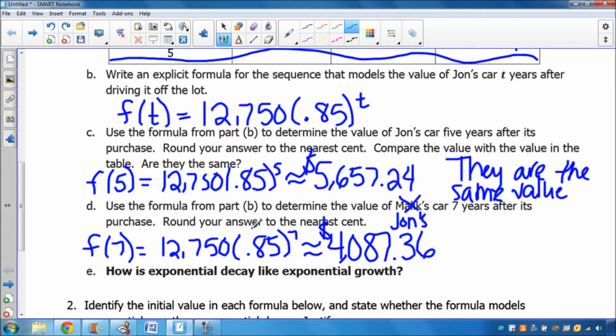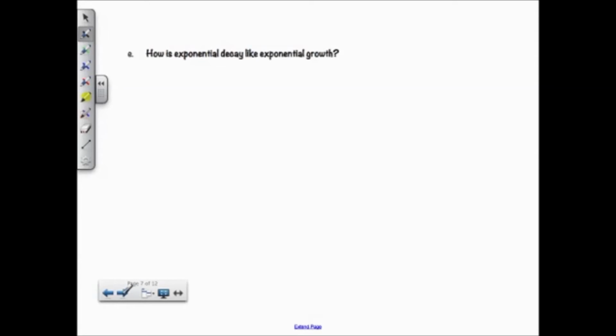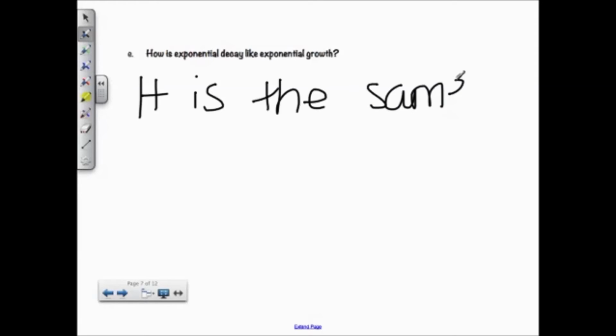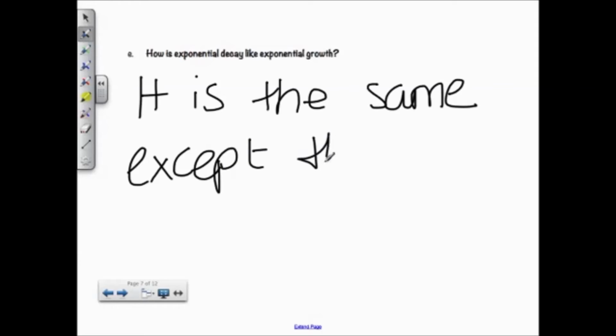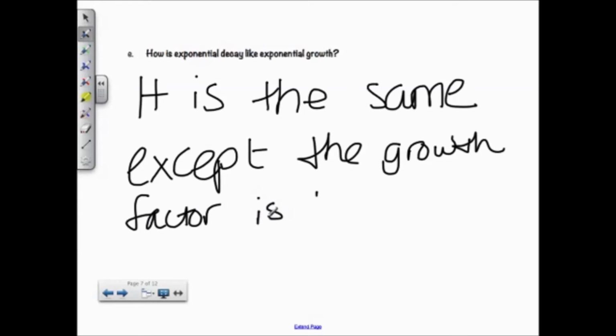In the previous examples that we did before, for example, if you look at the previous page, question number 8, our r values that we were comparing were 1.07 versus 1.05, but they were both greater than 1. Okay? It is the same, except the growth factor is less than 1 as opposed to greater than 1.